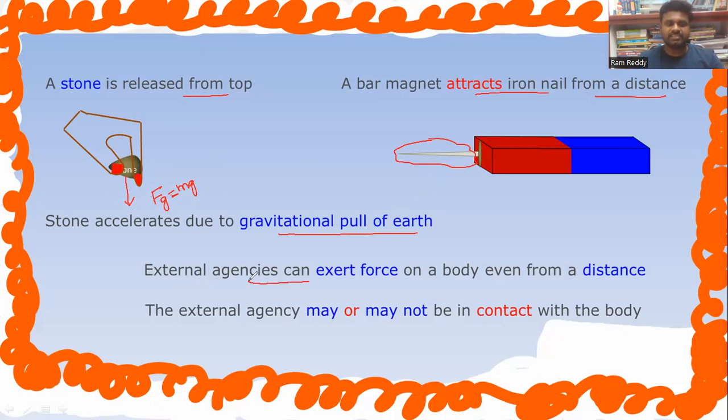Now next, you will see one point. The external agencies can exert force on a body even from a distance. Even at long distances, we can exert external forces. Next, the external agency may or may not be in contact with the body. There is no need for contact. Here, the nail is not in contact with the magnet, but even though it is at a far distance, due to the attractive property of the magnet with respect to the nail, it is going to attract. That is what we observe here.